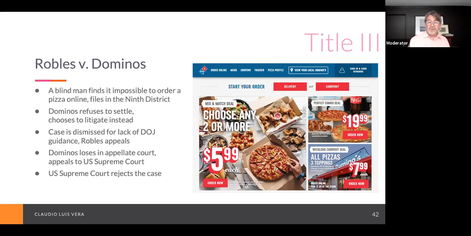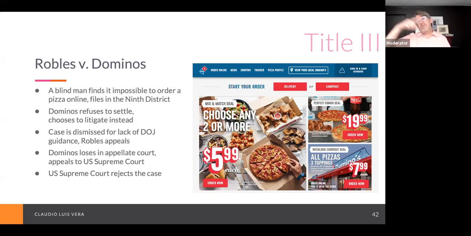Domino's is an incredibly important case because the way it played out is that a blind man found it impossible to order a pizza online. He happened to be in California, so he filed in the 9th District. Domino's, instead of settling this or trying to accommodate him in any way, chose to take this to trial. They felt very strongly that Title III did not apply to them because they're a digital business. The case got dismissed because the judge in the federal court said, well, I don't have DOJ guidance. I don't really want to hear this case.